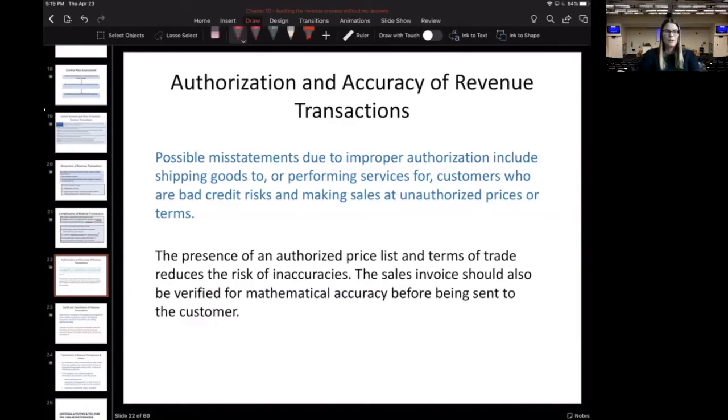And in terms of the improper authorization, selling to somebody who's a bad credit risk, making sure that you have a good credit department, making sure you have controls around every customer. We're required to get a credit report for them before we sell to them, that credit report has to be updated annually or something like that. Those could all be good controls.